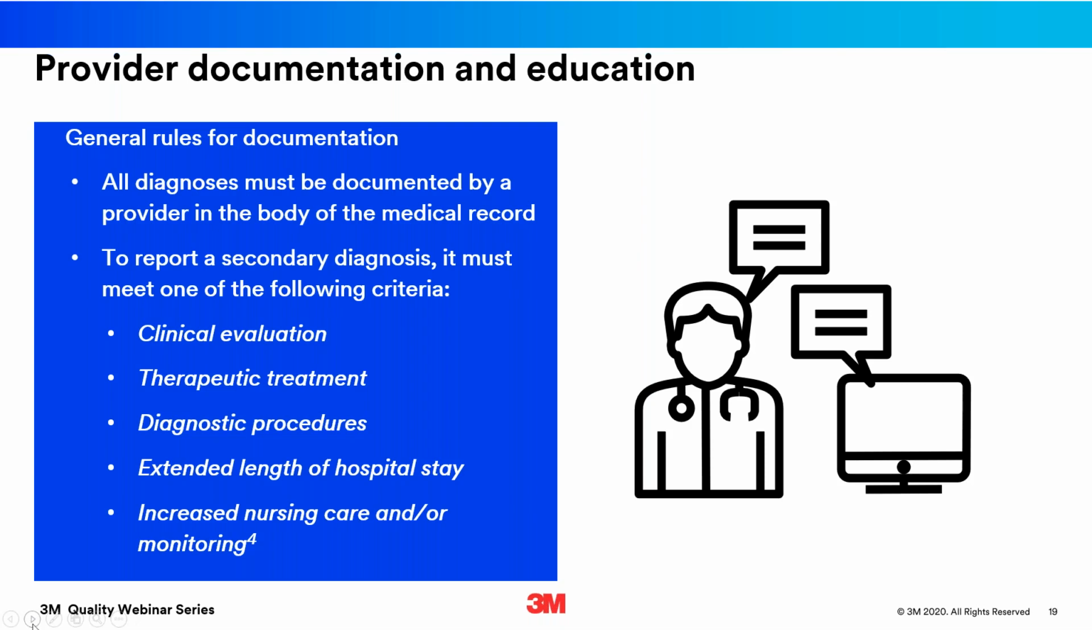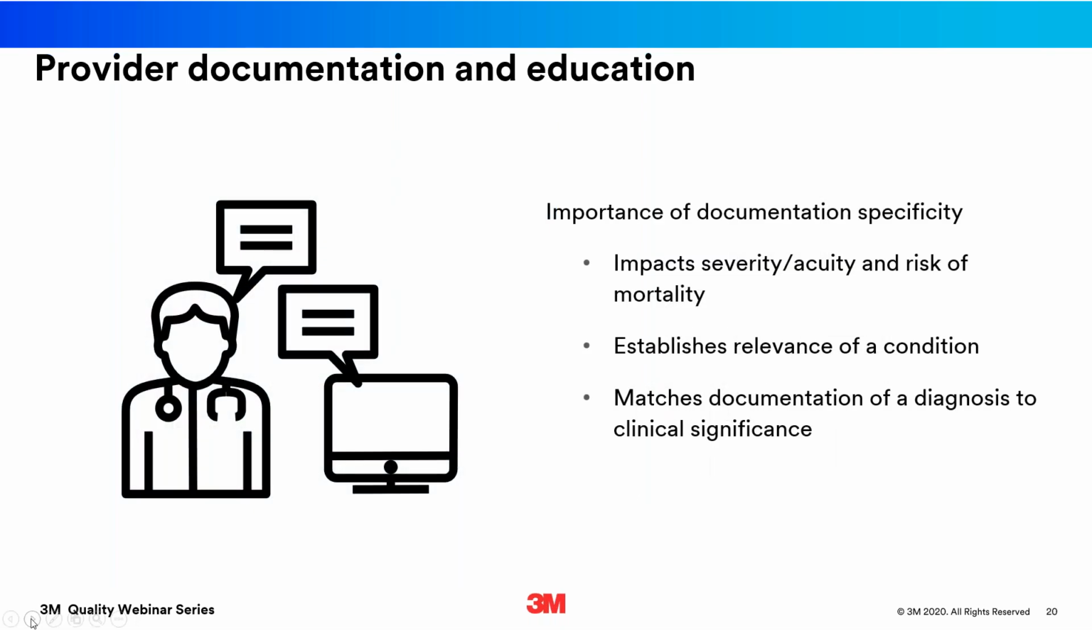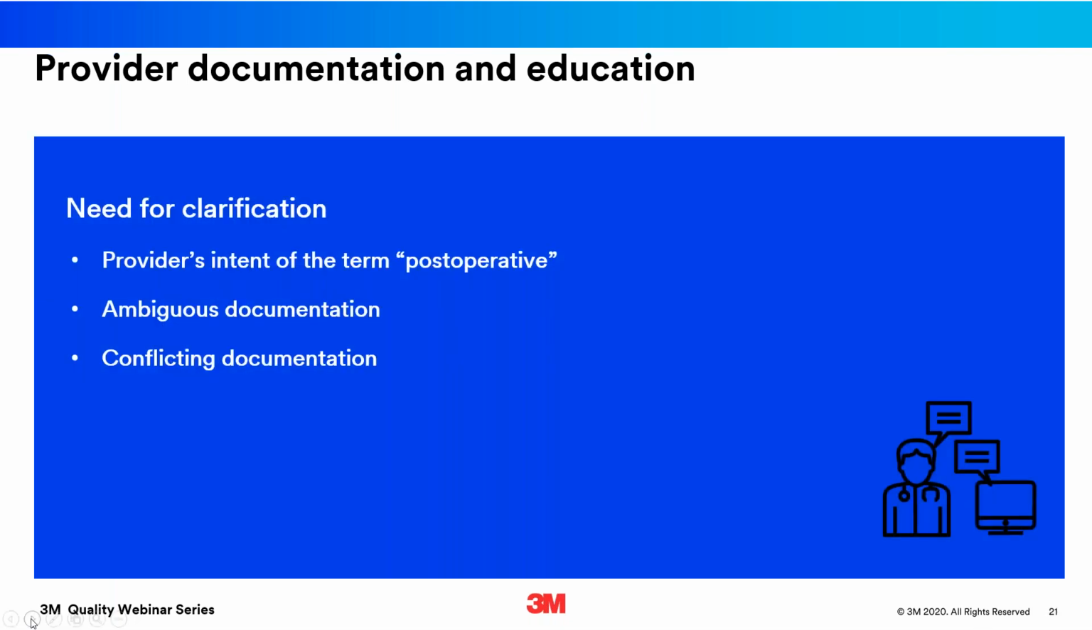And I think it's a good reminder of why we are asking the providers. Because we need to figure out through their documentation how it meets one of these 5 criteria or doesn't meet them at all and is not to be reported. And of course, the biggest thing that we want to remind them is what is the so what? We need to get the proper reflection of the severity of illness and risk of mortality of our patient. We need to know how relevant it is. And again, we're trying to match not only the documentation, but the significance of the condition together to determine whether or not it's reported.